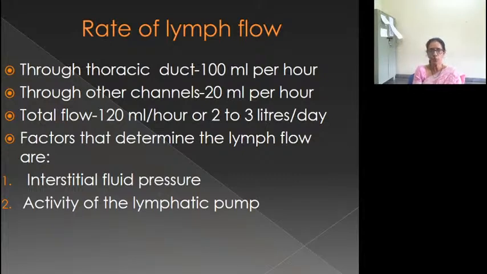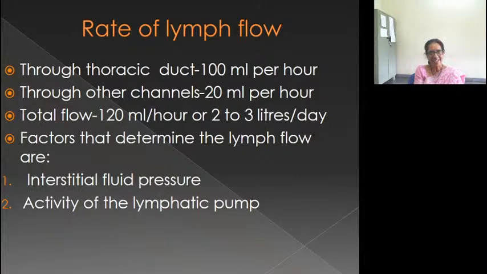Initially I told you 20 liters is getting filtered in a day from the arterial end. Only 17 liters is picked up by the venous end. So the 2 to 3 liters is collected by the lymph. So total flow of lymph is about 2 to 3 liters per day.